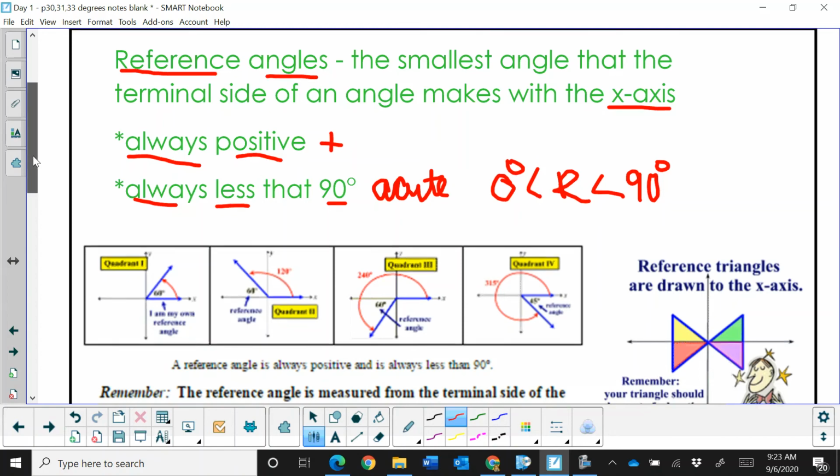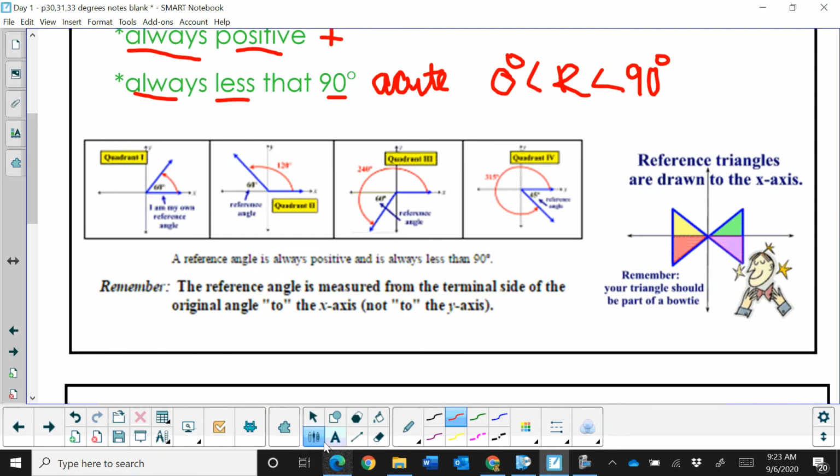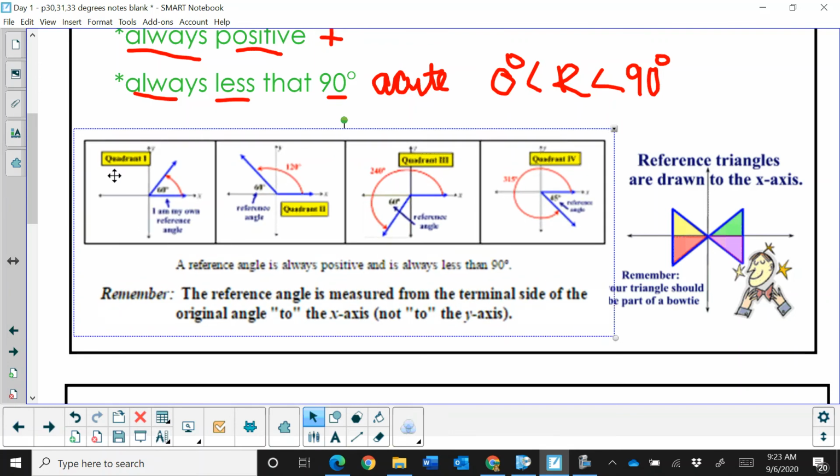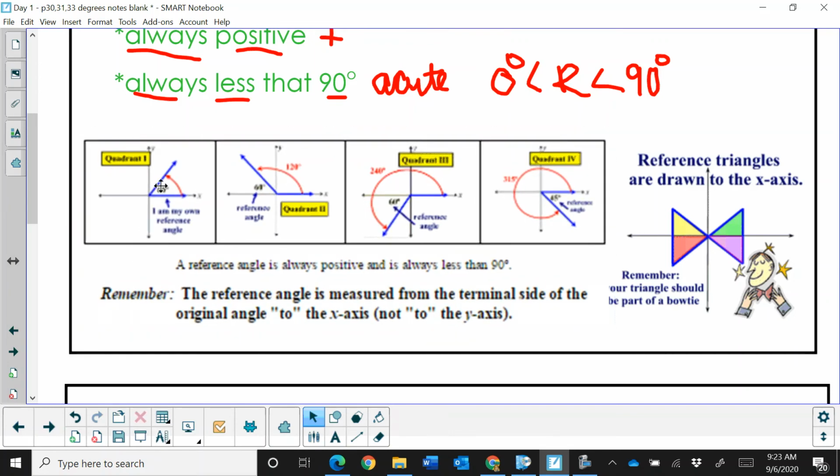Okay, so let's look at this little graphic, and you do have access to this if you want to put it in your foldable. So in quadrant 1, a reference angle is very simply itself. It's just the angle made with the x-axis.